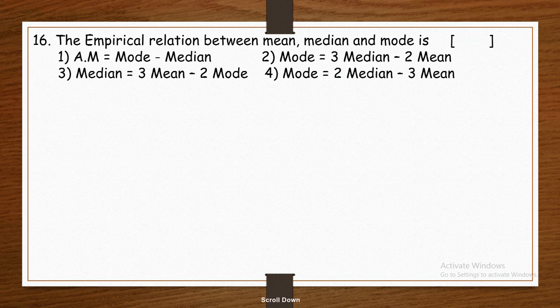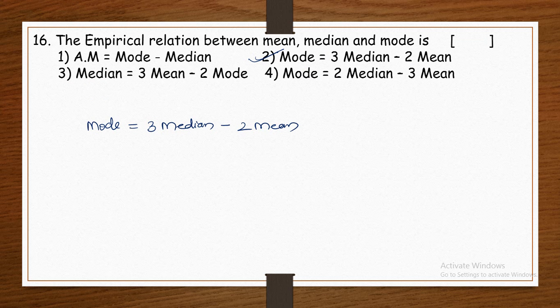Next, moving on to question number 16. The empirical relation between mean, median and mode is, right? So the empirical relationship between mean, median and mode is given by: mode is equal to 3 times median minus 2 times mean. So this is nothing but the empirical relation. So hence option 2 is my answer.